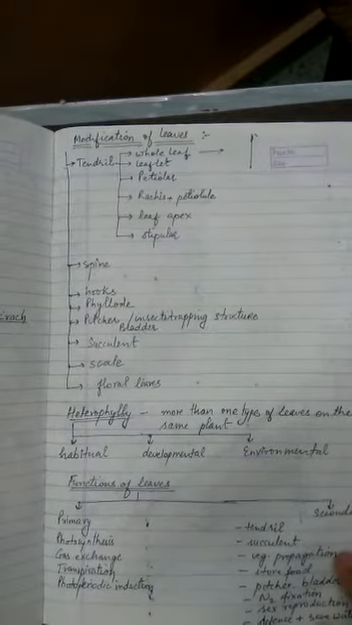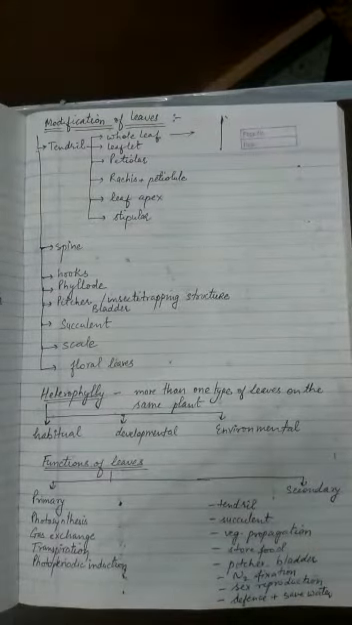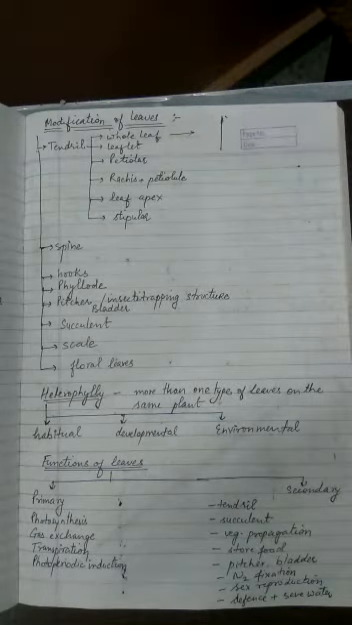Leaf is the longest portion. After fruits, it's the longest portion. So what are the various modifications of leaves? So leaves may modify into tendril. So I have made the diagrams also, I will show you side by side. So leaves may modify into tendril.